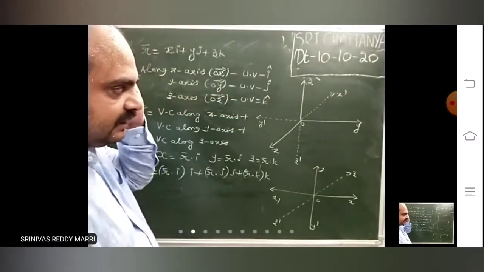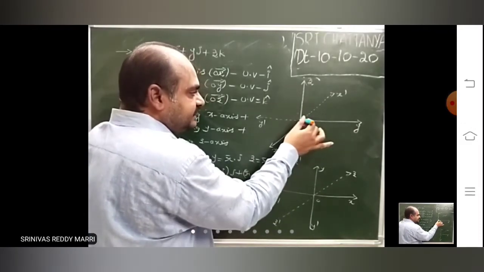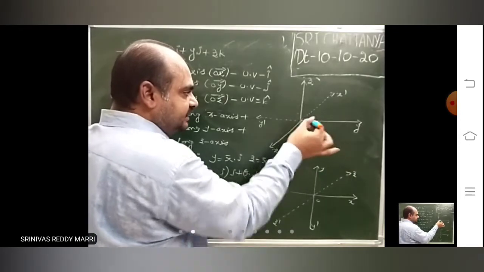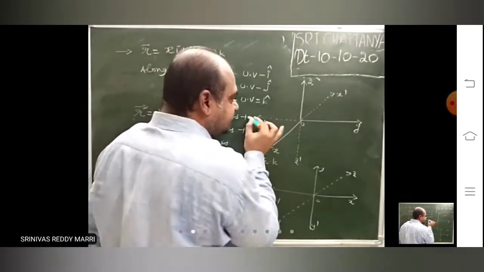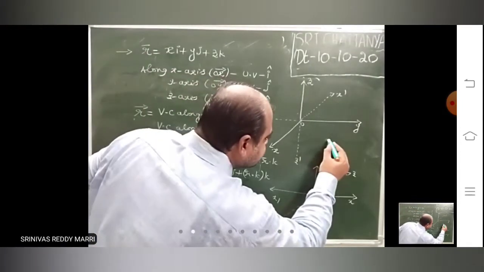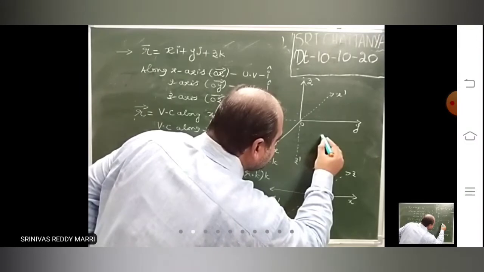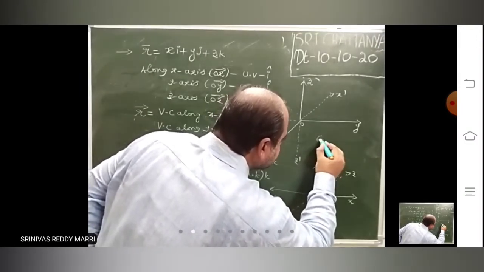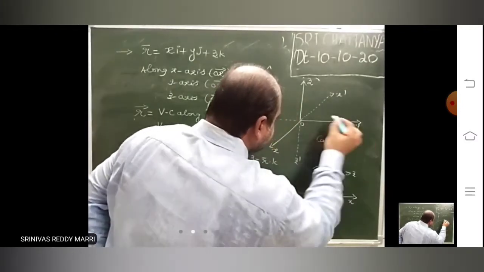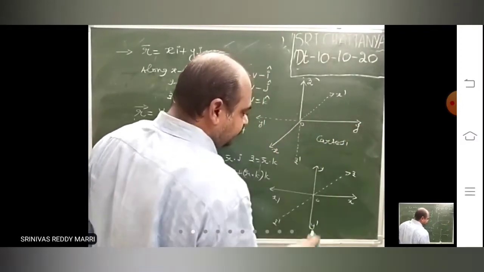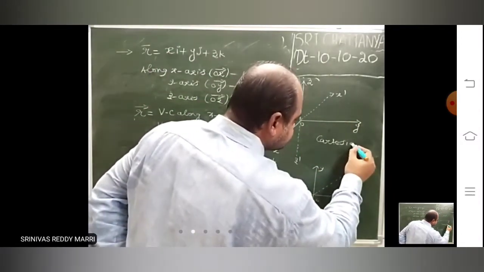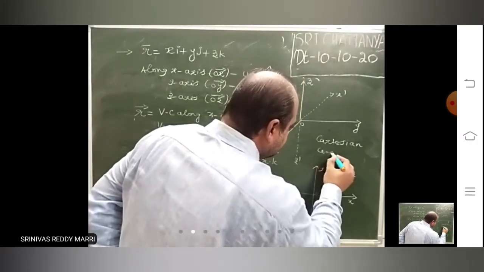In the same manner, all three will be like this only: ZOZ dash, XOX dash, YOY dash. They are always perpendicular. This is called the Cartesian coordinate system. From now onwards, write OX, OY, OZ. You can write like this also, but if you write like this, the diagram will be comfortable for plotting the coordinates. Cartesian coordinate system.